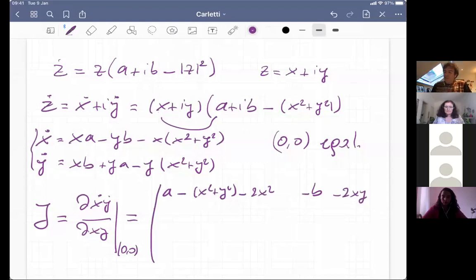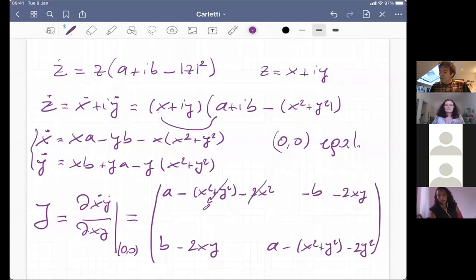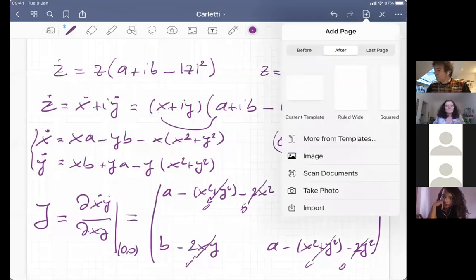Then you have to take the derivative of y dot with respect to x. So it is B minus 2xy, and then the derivative of y dot with respect to y. So this is A minus (x squared plus y squared) minus 2y squared. And evaluate everything at 0, 0. If you evaluate at 0, these terms go to 0, this one goes to 0, this one goes to 0, and also this one and this one. And so at the end, let me add in 1.